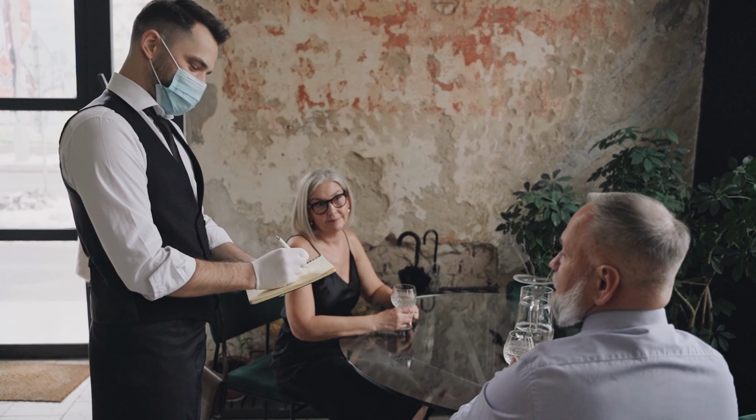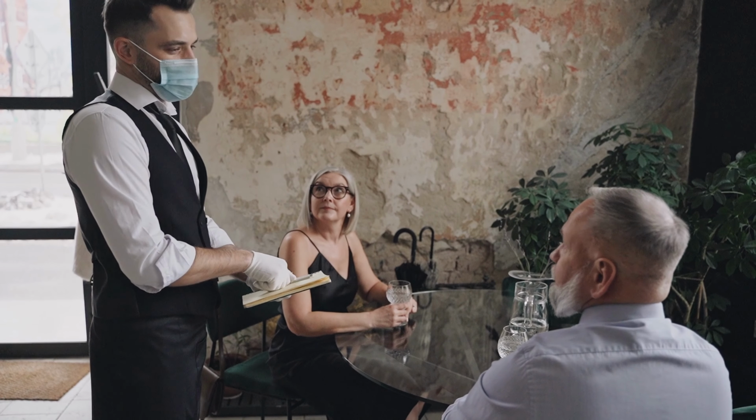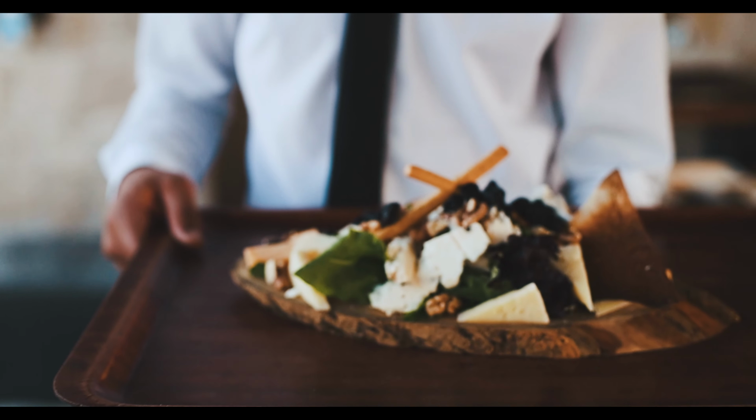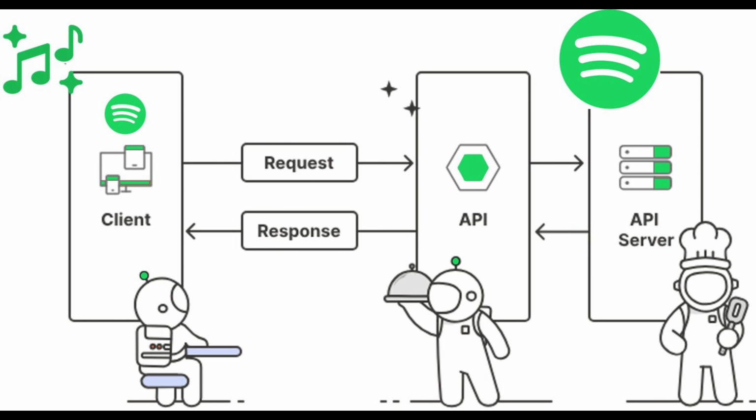To understand it better, think of an API as a waiter at a restaurant. Just as a waiter takes your order, passes it to the kitchen, and then brings your food back to you, an API takes requests from a user or an application, sends those requests to another service or application, and then delivers the response back.